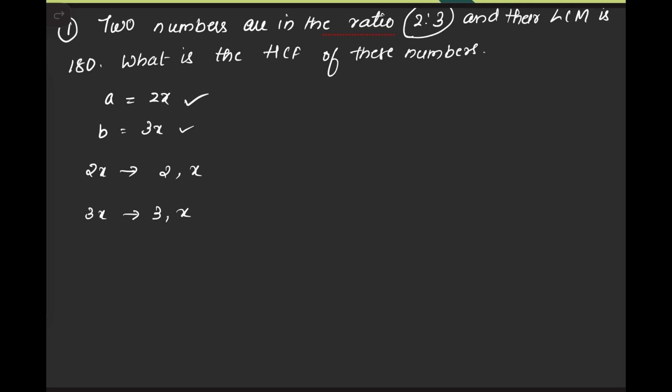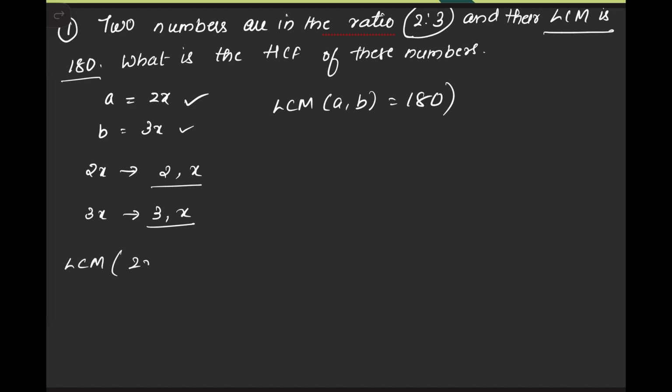So you can see here it is given that the LCM of these two numbers is 180. That means the LCM of A and B is 180. And we are finding the LCM over here. You know how to find the LCM of these two numbers? We will take all the numbers which are present over there with the highest power. You can see here 6x is the LCM.